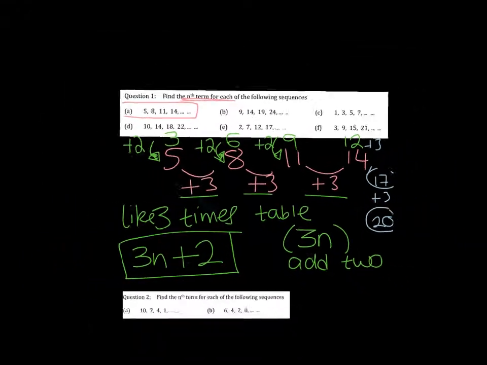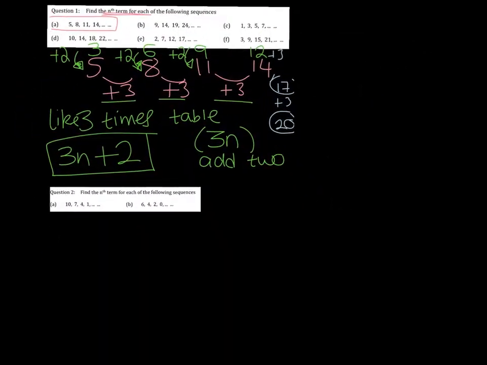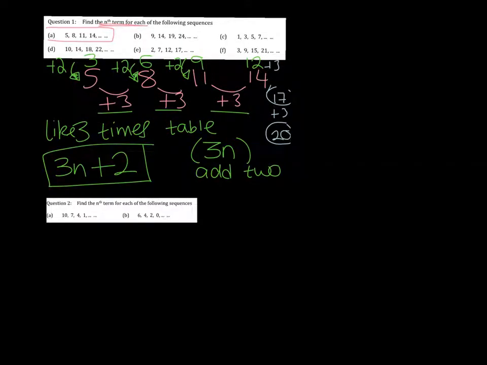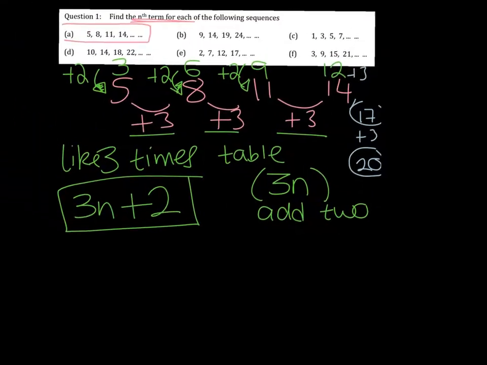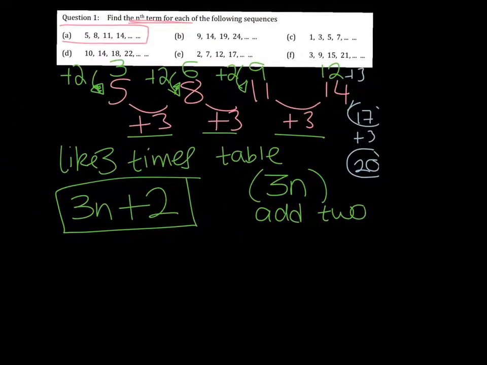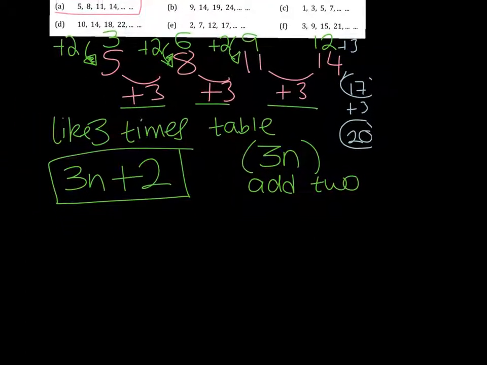So you may think that was a little bit hard. I'm going to run through another example, and then we'll have a look at slightly harder ones as well. So let's pick another one. The next one we're going to do is 9, 14, 19, and then 24.